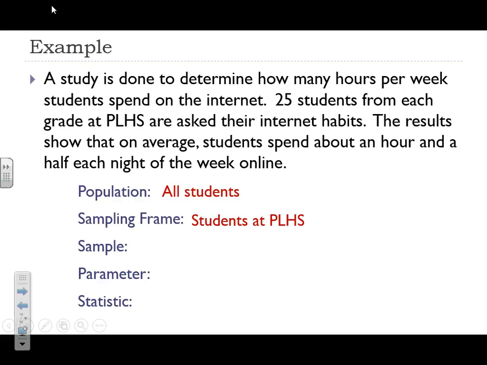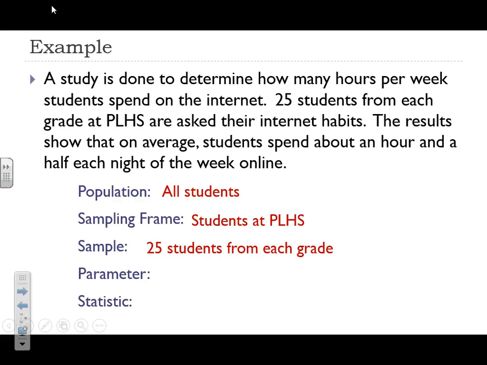So what's our sample, Hope and Kylie? Yeah, the 25 students from each grade. So the 25 students they actually asked information on, or gathered information from each grade, would be considered our sample. And it's important, guys, to be as specific as possible. If you just simply said 25 students, that's not correct. It's 25 students from each grade, right? So you need to make sure you have everything included in your description of your different parts. Everyone okay with that?